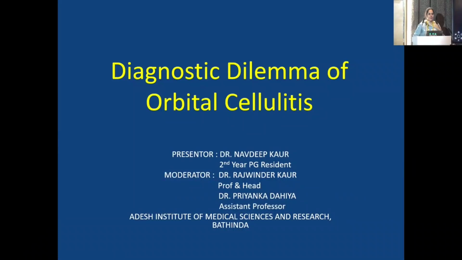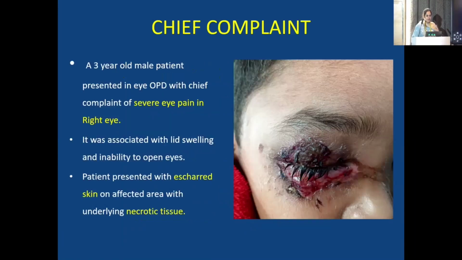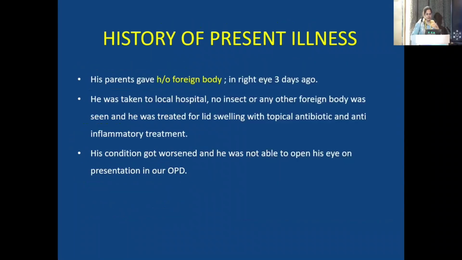Good morning, everyone. I'm presenting a case on the diagnostic dilemma of orbital cellulitis. A 3-year-old male patient presented in OPD with a chief complaint of severe eye pain in the right eye. It was associated with lid swelling and inability to open the eye. The patient presented with ulcerated skin on the affected area with underlying necrotic tissue.